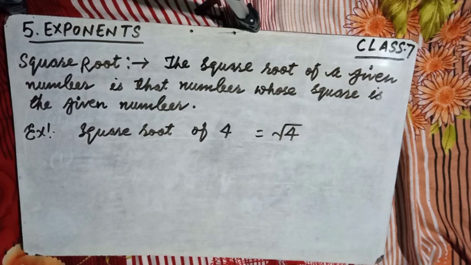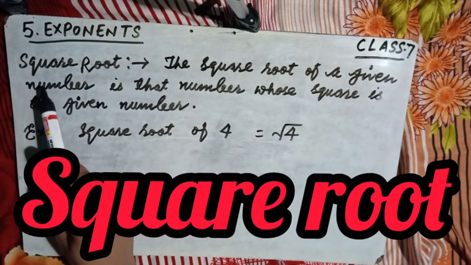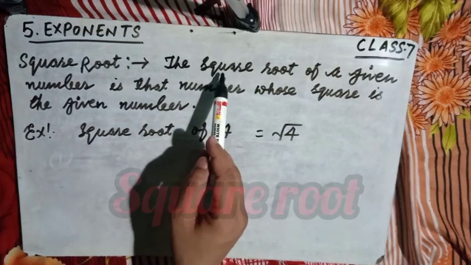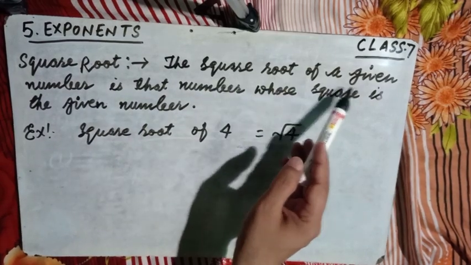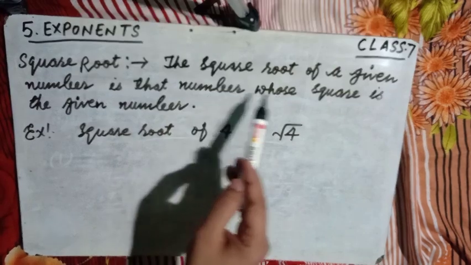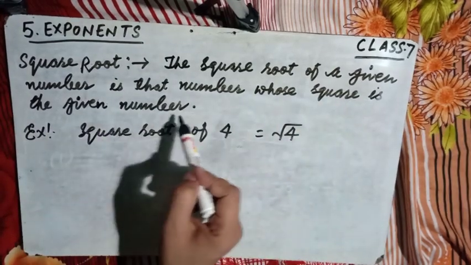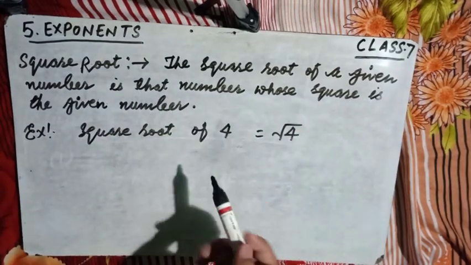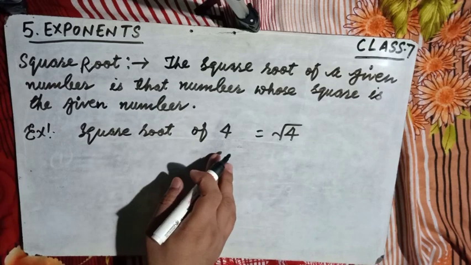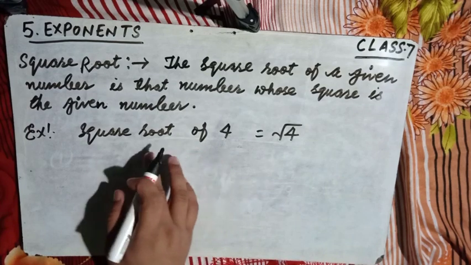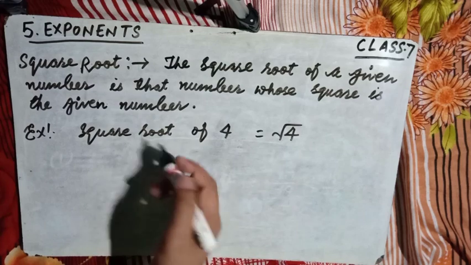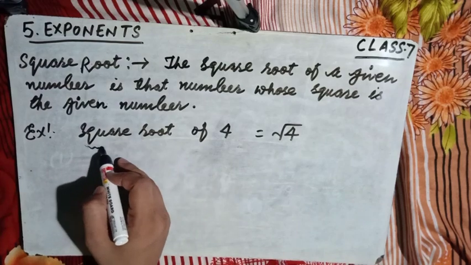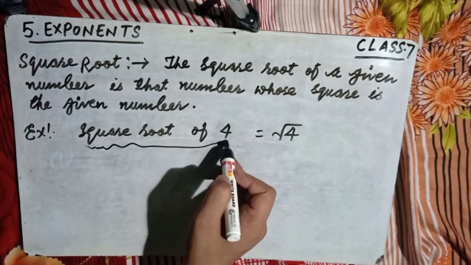Now see, students, here I have already written the definition of a square root. The square root of a given number is that number whose square is the given number. Now have a look at examples and we are going to understand. Suppose the example, the square root of 4.